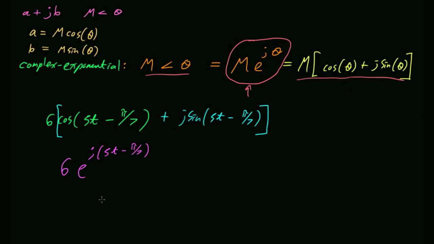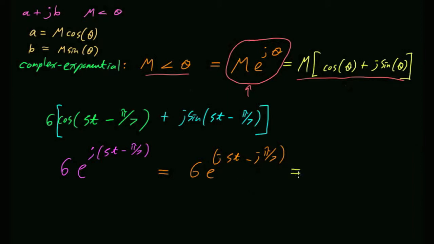Okay. Now, I'm going to do 2 more steps. First thing is I'm going to distribute the j into this expression. So that's going to be 6 e to the j 5t minus j pi over 7. Can I do that? Is that a legal move? Right, that's just distributing the j.